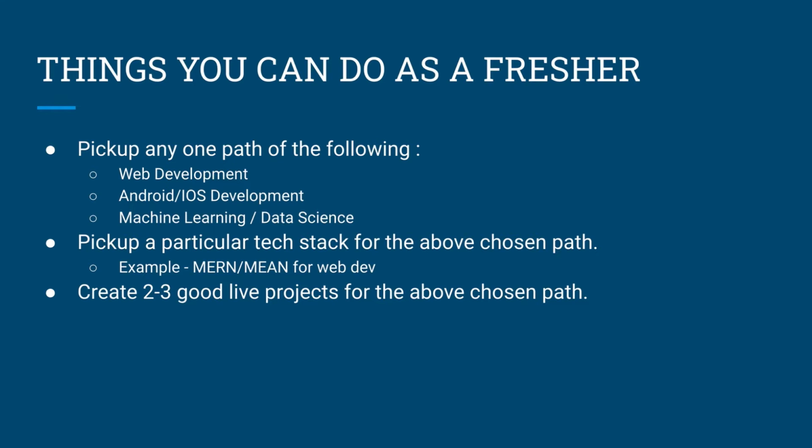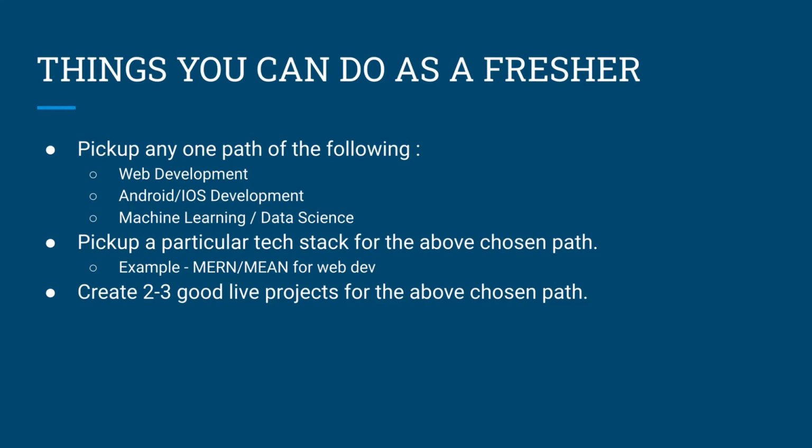After that, pick a particular chosen tech stack for it. So let's say if we talk about web development, there are a lot of web development things, right? If you go for a front end thing, then in front end also there is Angular, there is React, there is Vue.js, there are a lot of frameworks involved. So pick a particular set of frameworks that you want and do all the projects on that particular framework only.